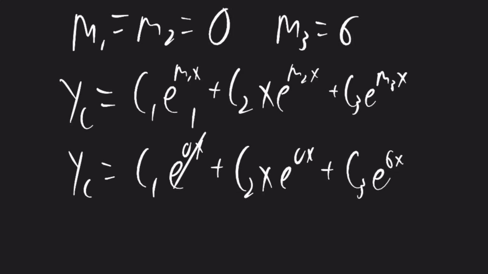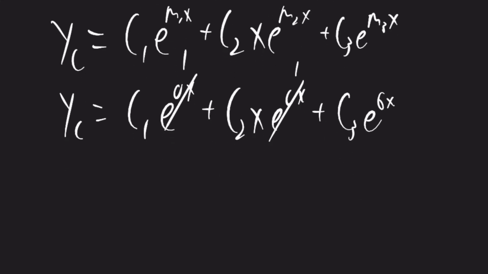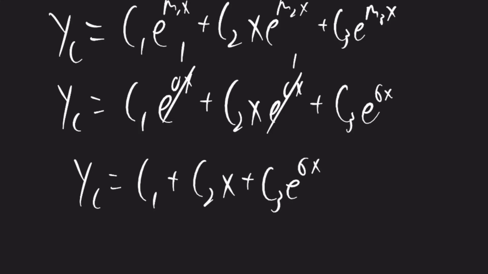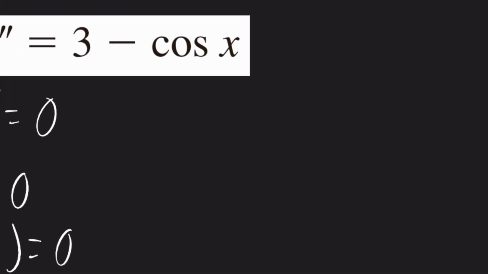E to the 0x is 1, so both of those e to the 0x terms will simplify to 1. We'll have yc is equal to c1 plus c2 times x plus c3 times e to the 6x. Now that we found yc, we have to find yp. G of x was given as 3 minus cosine x.